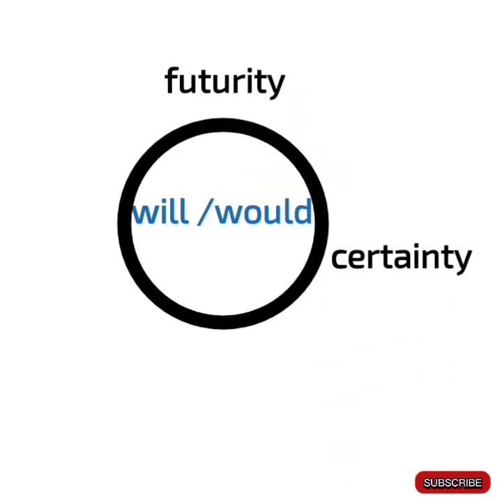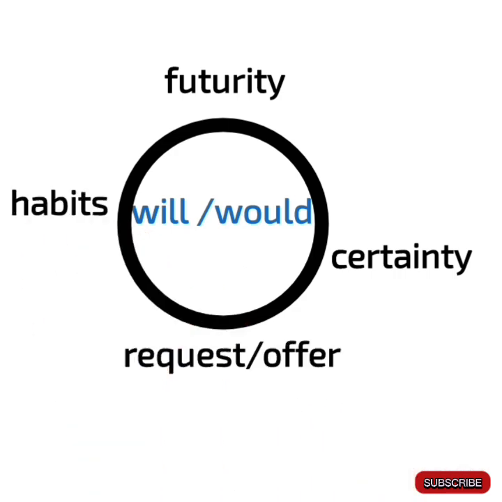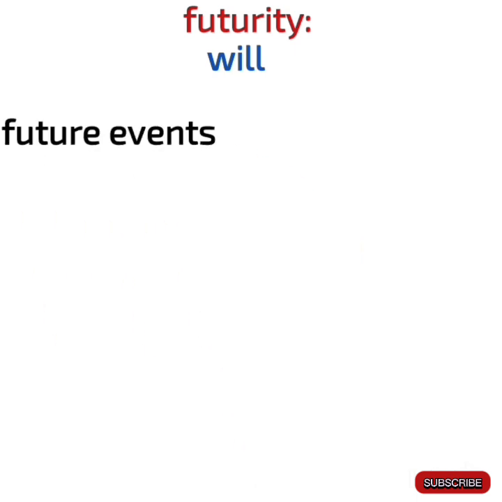Well, first is futurity, second, certainty, request and offer, habits, and conditional. So, these are the main five functions of both will and would. Let's talk about these functions one by one for both will and would. First, futurity. So, what is futurity?